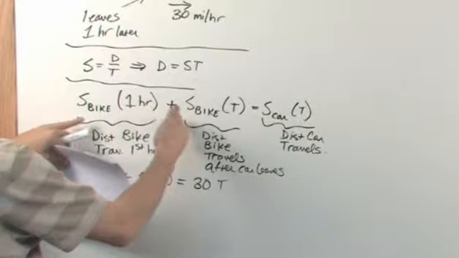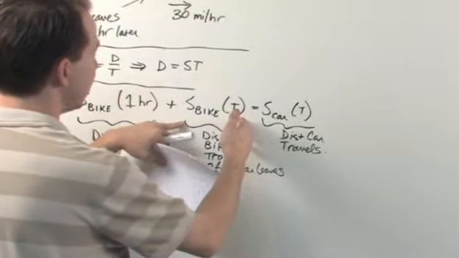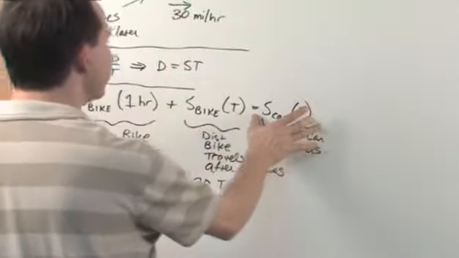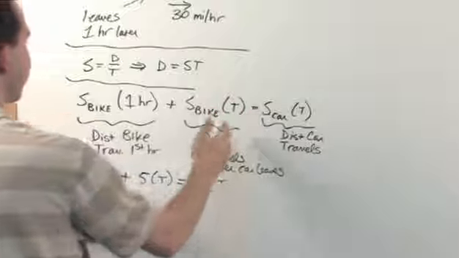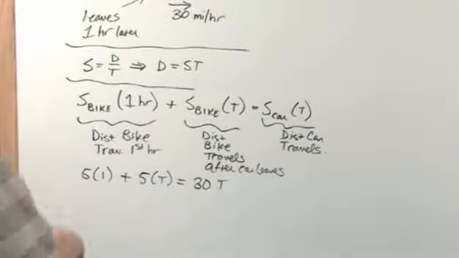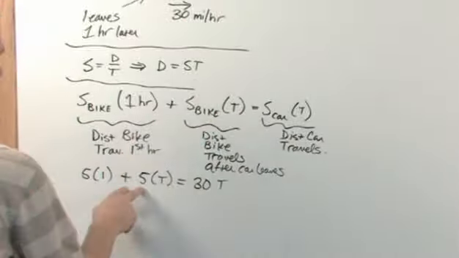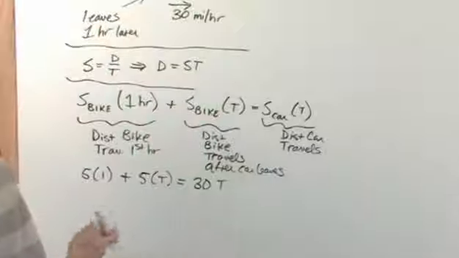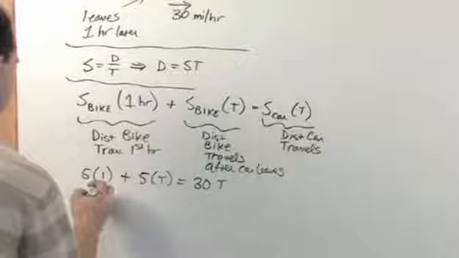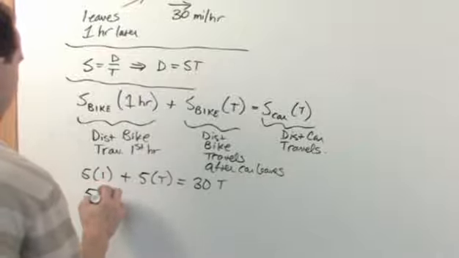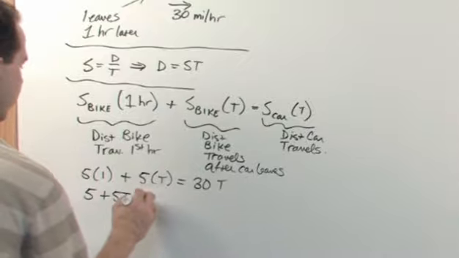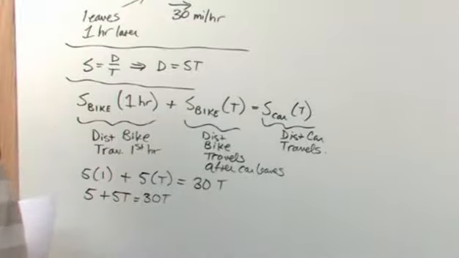It goes so far, and then it continues traveling after the car has left, but eventually the car catches up to it, and the total distance traveled by the car is equal to the total distance traveled by the bike. That's when it overtakes it. We know the velocities of the bike and the car, and we just keep our time in here. So what we have here is 5 plus 5t is equal to 30t. Let's just do it that way.